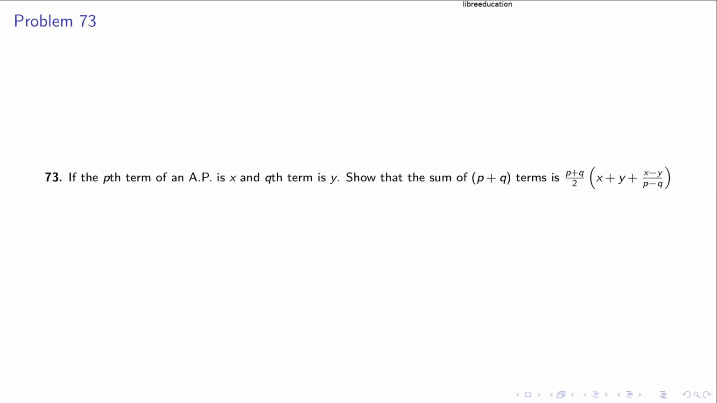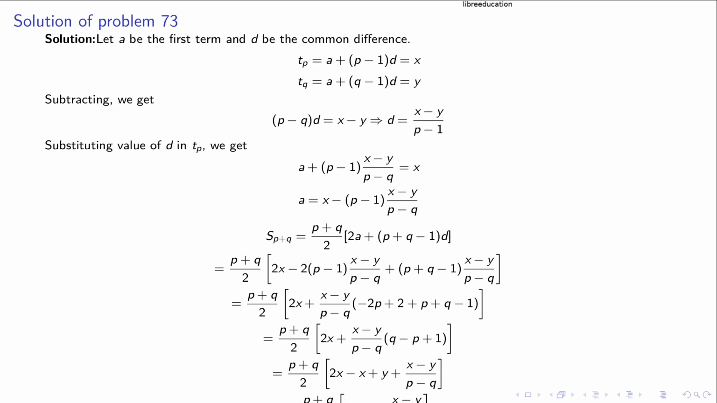Okay. So, problem number 74 says that if the pth term of an AP is x and qth term is y, show that the sum of p plus q terms is p plus q by 2 multiplied with x plus y plus x minus y by p minus q. Now, like one of the previous problems, we have Tp is equal to x, Tq is equal to y. We subtract, and then we have d as x minus y by p minus 1.